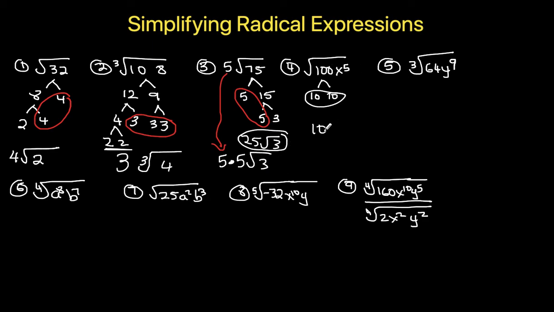The 10 comes out. What about this? X to the 5th. Okay, when you have a variable, remember we divide the variable by that? Well, 5 doesn't go into 2 evenly. Or 2 doesn't go into 5 evenly. So there's 2 ways you can do this. How many times does 2 go into 5? Well, that would be 2 times. 2 times 2 is 4.